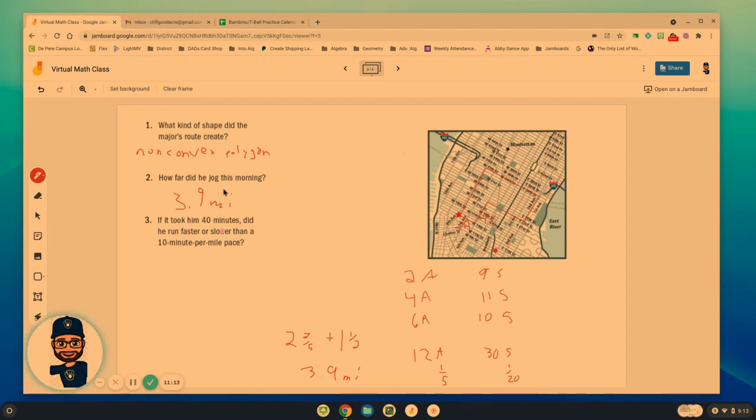So if we want to figure out if he's running faster than a 10-minute pace, we take the total distance he ran, which was 3.9, and we're going to take the 40 minutes that he ran and divide it by how far he went, 3.9. And that is under a 10-minute pace. I'm not worried so much about the pace as I am about, can you figure out how far he ran for a perimeter of that shape based on the avenues and the streets that he ran.